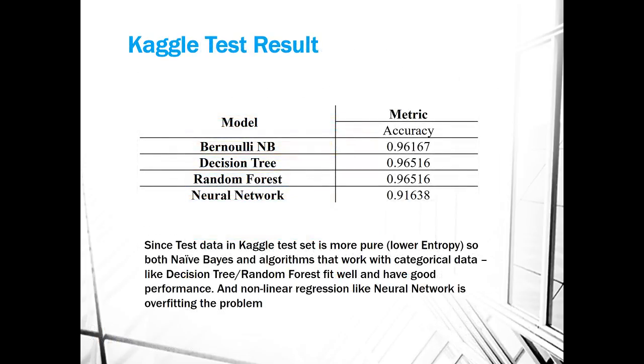And finally, we can train our model against the whole complete training set and test it on the Kaggle test set. Since the test data in Kaggle is more pure, meaning it has lower entropy for each feature, both naive Bayes and algorithms that work with categorical data like decision tree and random forest fit pretty well and have good performance. And a nonlinear model like the neural network is actually overfitting the problem.